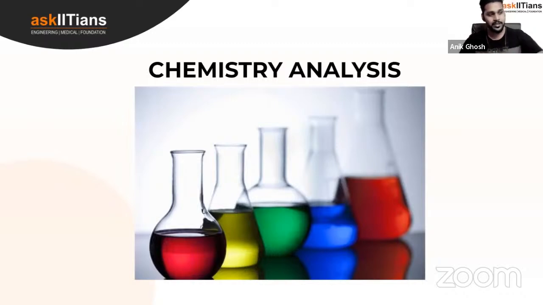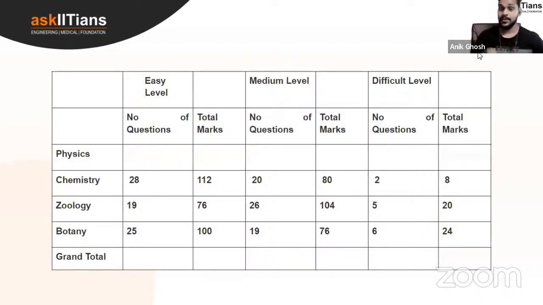So before we skip to the detailed analysis portions, I would like to show you this for chemistry. As you can see, 28 questions. I'm talking about the Indian paper right now; I would be talking about the Gulf paper as well. I feel like there were very, very easy questions. 28 questions like that were very easy.